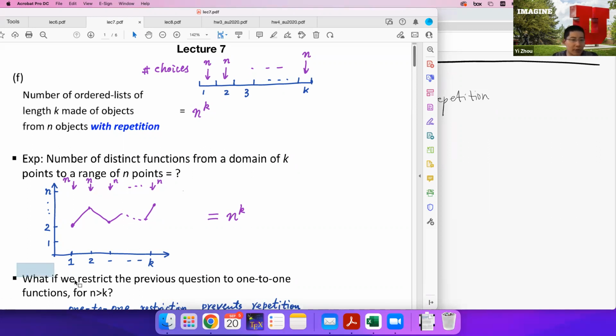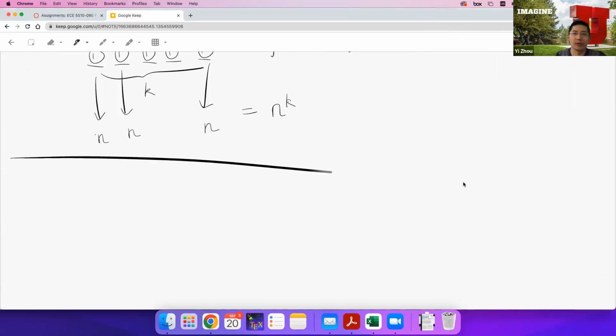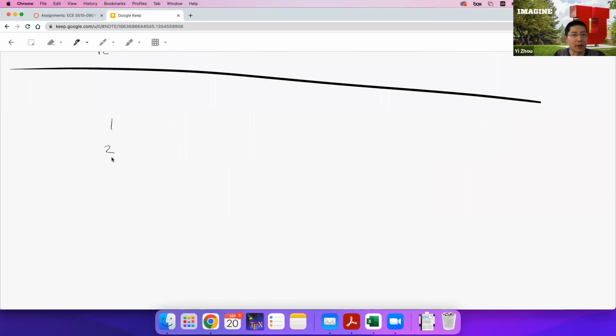Now the second question is more interesting. What if we restrict the previous question to one-to-one functions? Okay, what is a one-to-one function? This is your domain, right? You have k different points, and this is the range of the function, assuming that n is bigger than k.